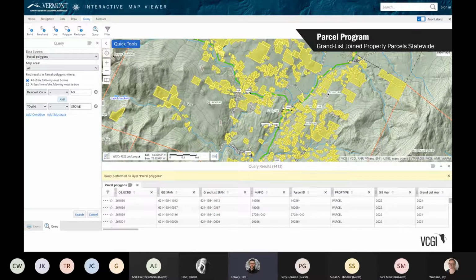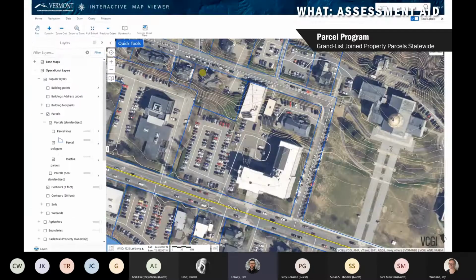This is the town of Stowe queried for the resident ownership code NS, which means out-of-state ownership. And perhaps unsurprisingly, you see quite a few results of parcels within the town of Stowe that are registered as out-of-state owners. So, 1,413 parcels in particular. So again, lots can be done with parcel data simply by the power of it being joined with that uniform grand list.